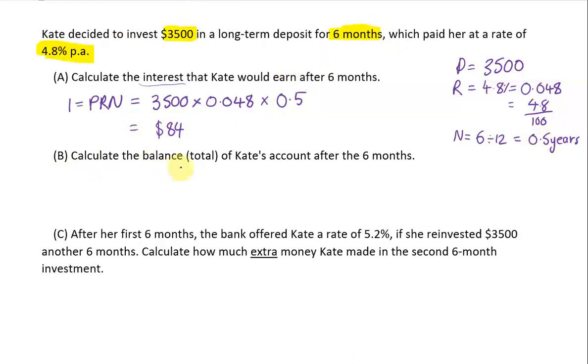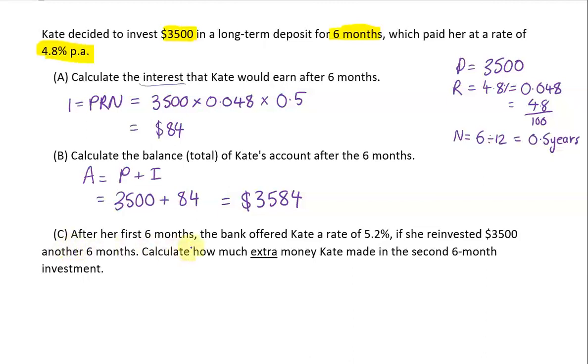Part B asks us to calculate the total, or the balance, of Kate's account after 6 months. How much money is in there after 6 months? The way we calculate that is A, for our final amount, is the principal plus the interest. It's the money she started with. She started with $3,500 in her account, and she's adding on the interest that was earned. So the $3,500 plus the $84 interest that she made, which gives her $3,584 in her account after 6 months. All the money she started with plus the extra interest that she made.